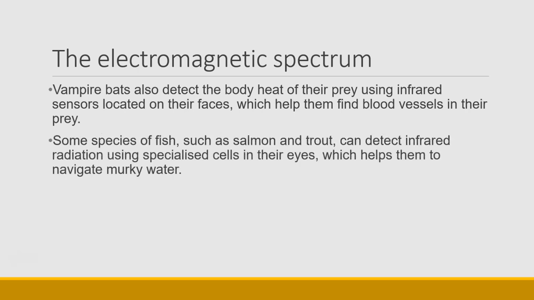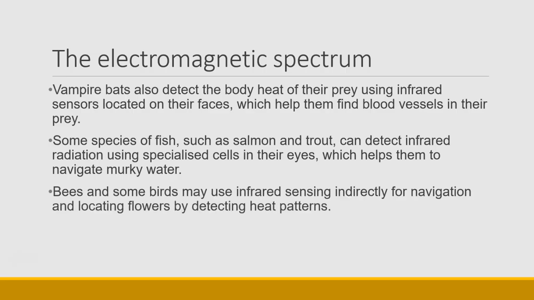Some species of fish, like salmon and trout, can detect infrared radiation. They have specialized cells in their eyes, and that helps them to navigate murky water. Using visible light, we can't see very well through murky water, but using infrared, these species can see quite clearly in murky water, in a similar way to the way that a firefighter wouldn't be able to see through smoke using visible light, but would be able to see through smoke using infrared.